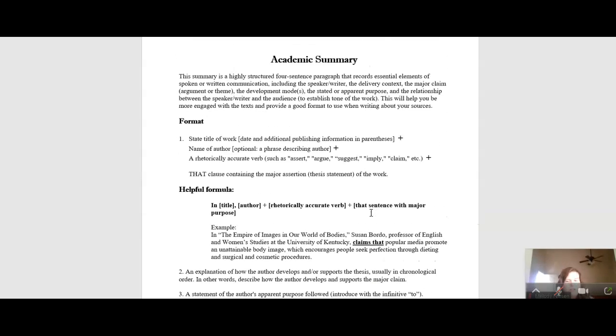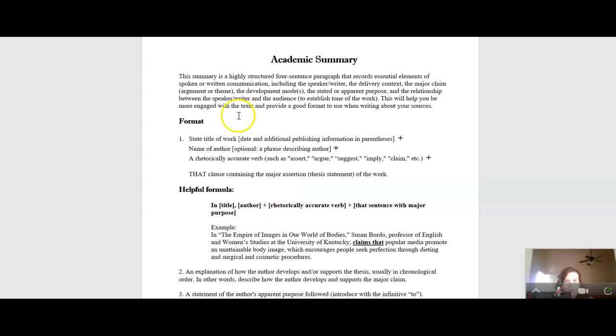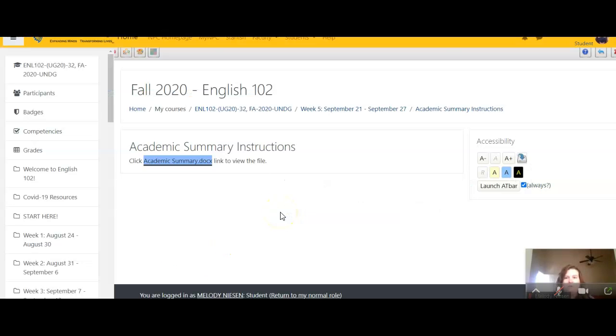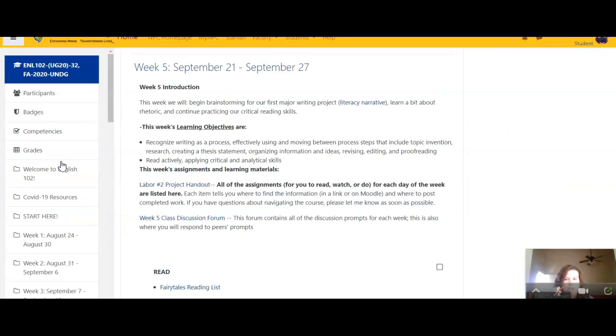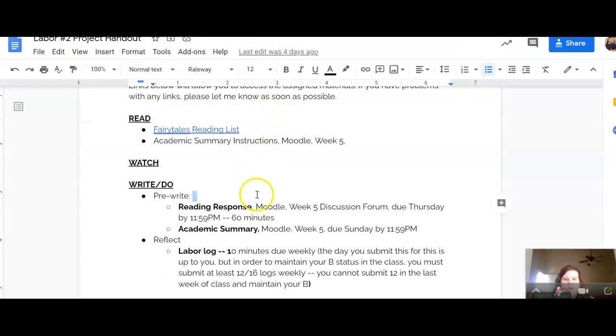So I've included this handout for you to practice your summary. For this week, your assignment is to choose one of the stories assigned for this week's reading and use this formula to write an academic summary of it. This will help you because then when we start to write our book review draft, you will be able to use this academic summary to write an effective, concise summary of the piece that you're working with. So this week we have for our assignments due the reading response, and then your academic summary is due Sunday, and then of course your labor log.